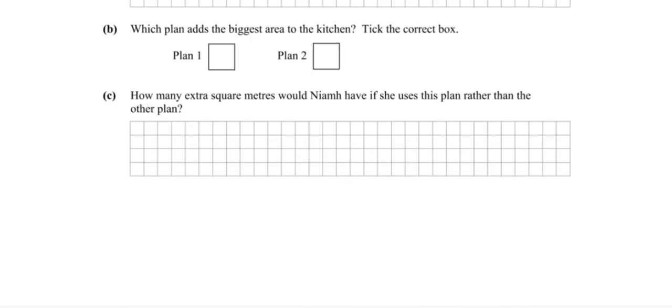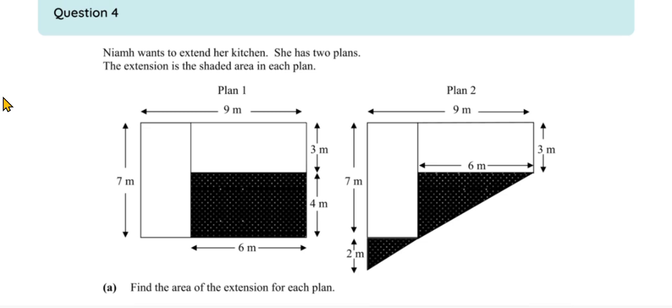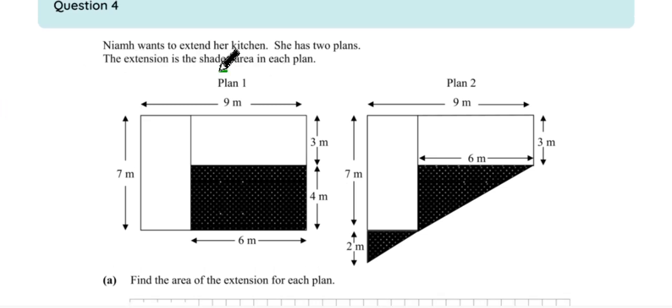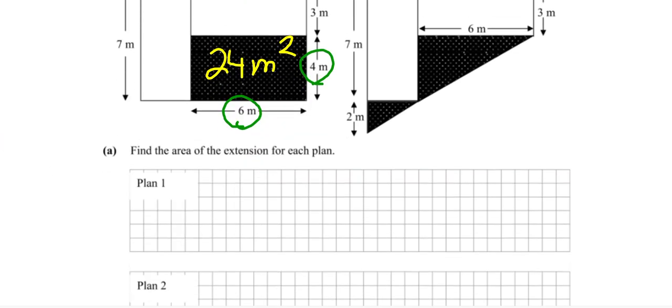Okay, guys. Now, gently looking. 2 extensions. The extension is the shaded part. Everybody see it? The extension is the dark part. So it's 6 multiplied by 4. 24 meters squared. So 6 multiplied by 4, 24 meters squared.